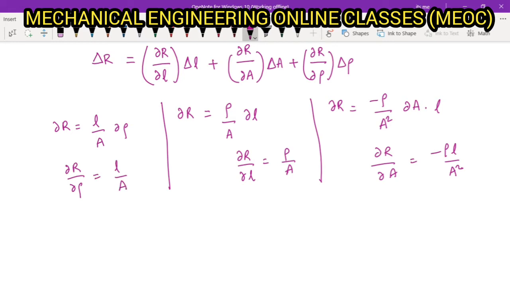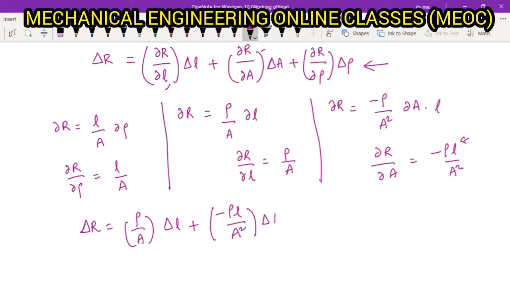So I will substitute all these terms back into this equation. So delta R is equal to, what is dou R by dou L? It is equal to rho by A. So rho by A into delta L plus dou R by dou A, which is minus rho L by A square into delta A, plus dou R by dou rho, which is L by A, into delta rho.